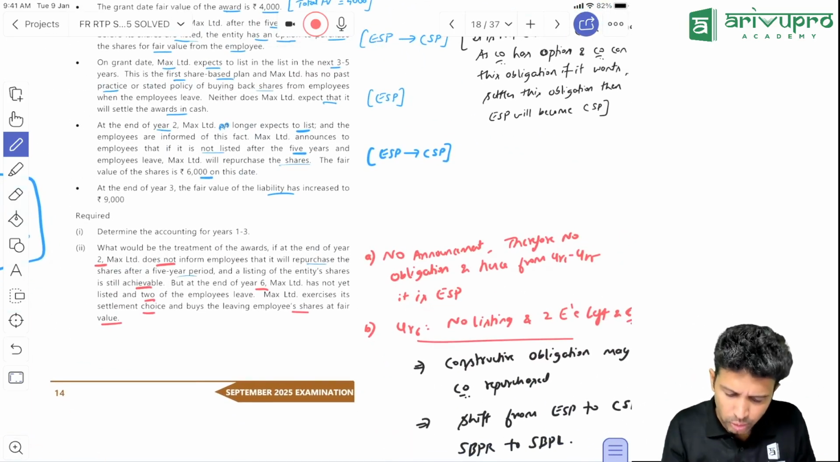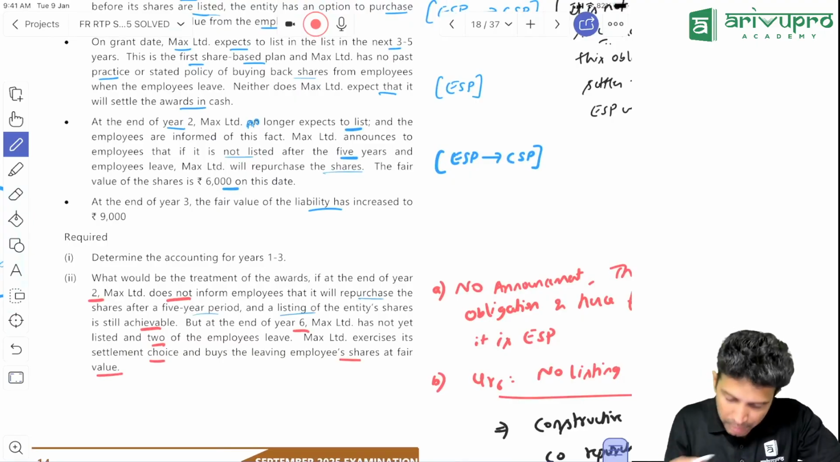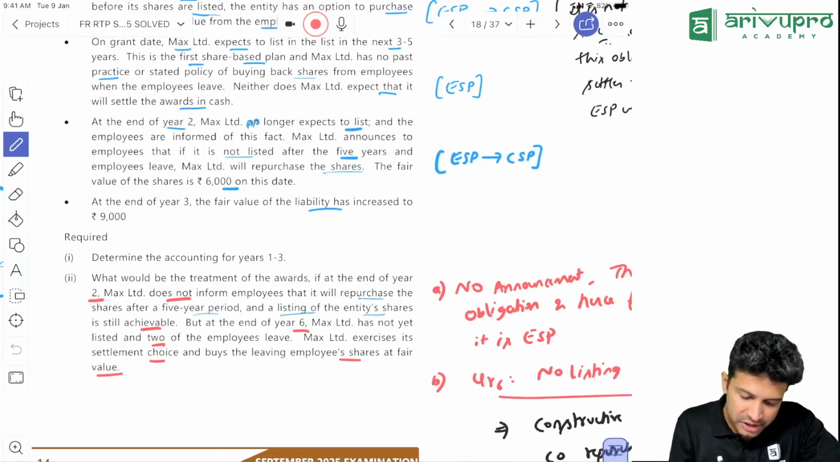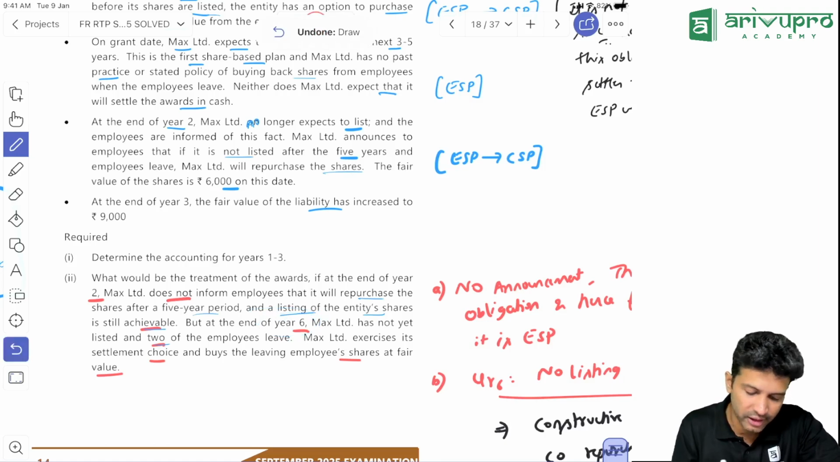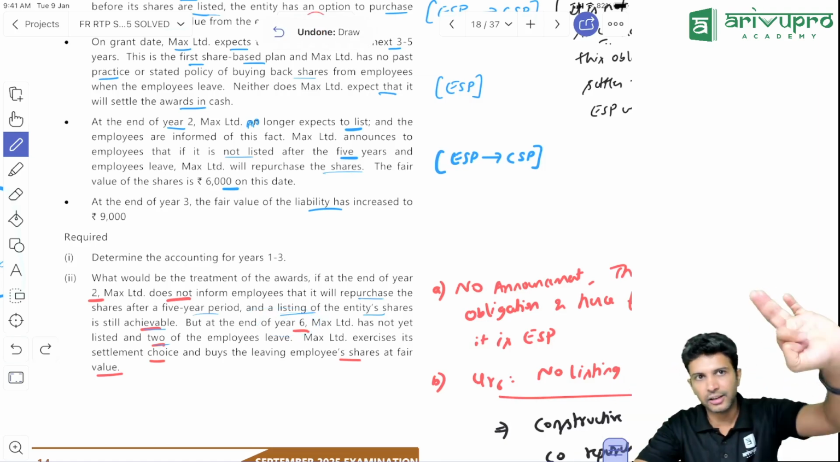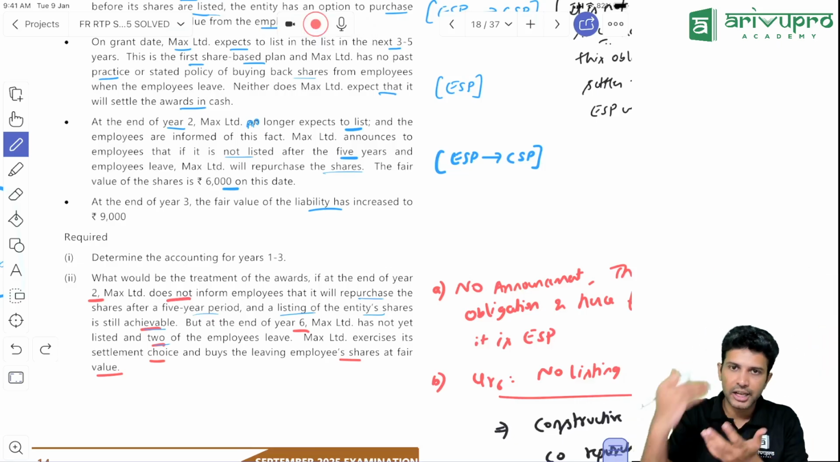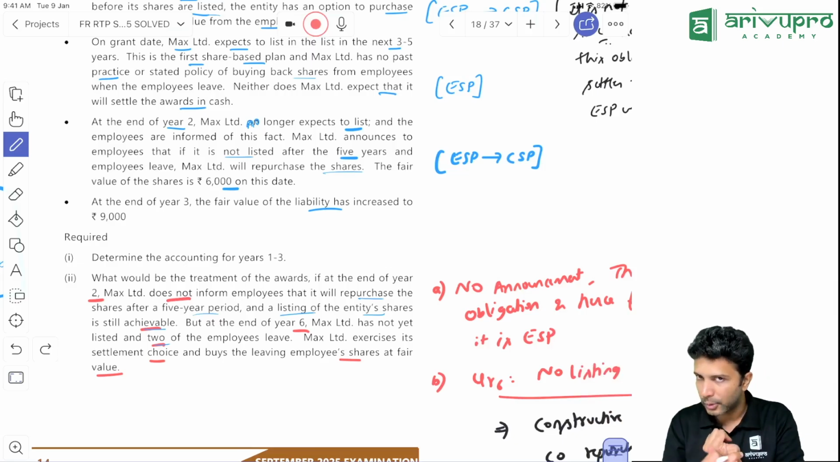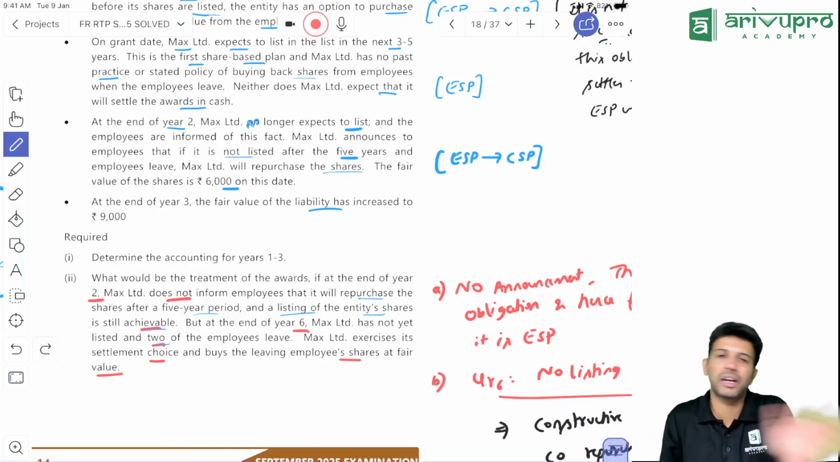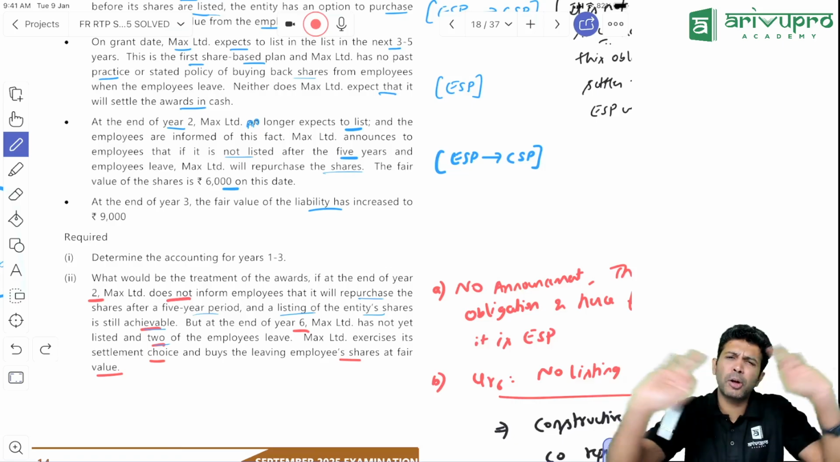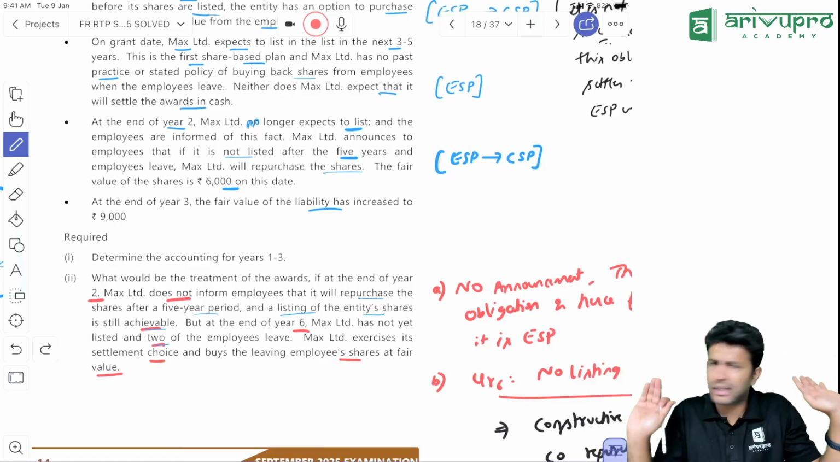For year 1 to, okay, maybe I'll read off these things. And listing of entity shares is also still achievable. That's one part. But at the end of year 6, Max Limited is not yet listed. Okay, this is the 6th year drama. Leave this. So that means second year, third year, fourth year, fifth year, has anything changed? No. The fact that the shares will not be listed, we have not told our employee. And we have also not told our employee that we will repurchase your shares. That means, will there be any obligation? No, because the employee is fully happy. He's like, I'll get shares, as simple as that.